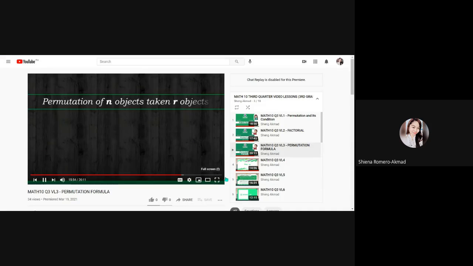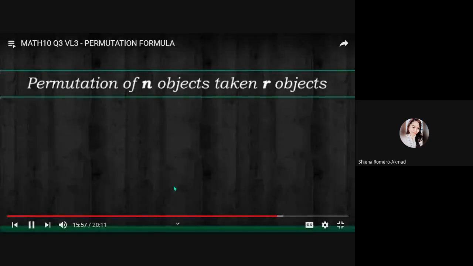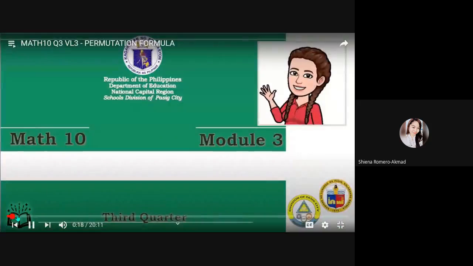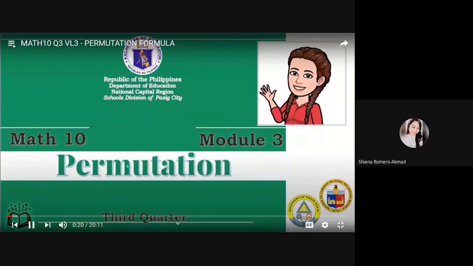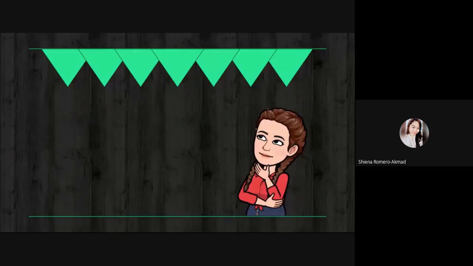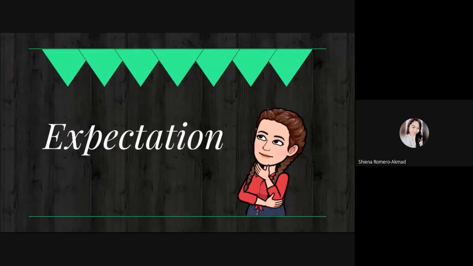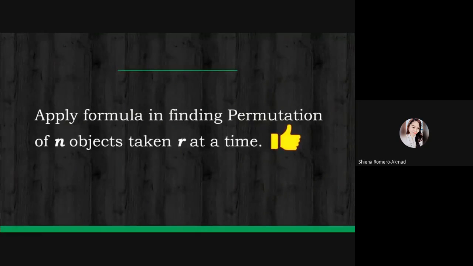For module number 3, Permutation of n objects taken r at a time, which is entitled Permutation Formula. At the end of this lesson, you are expected to apply the formula in finding the permutation of n objects taken r at a time.